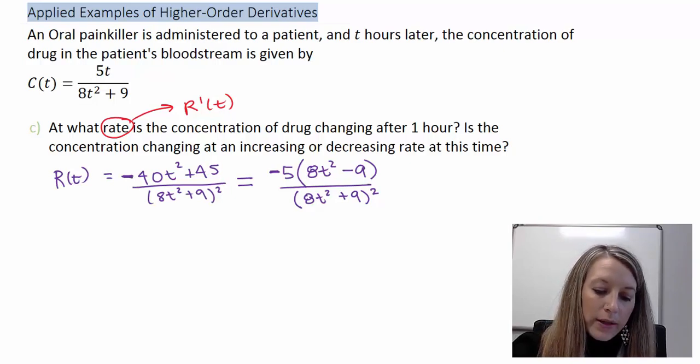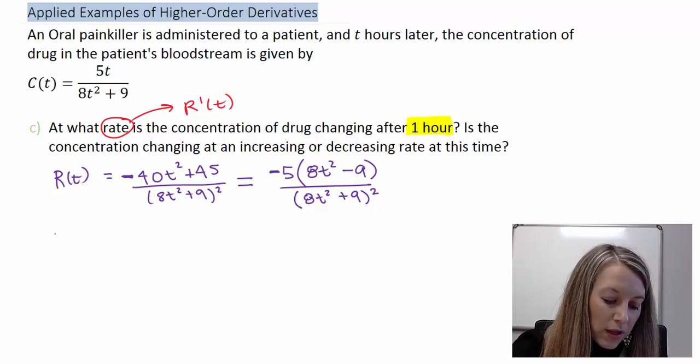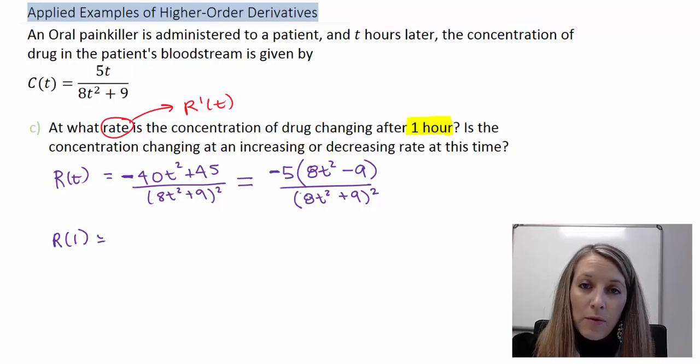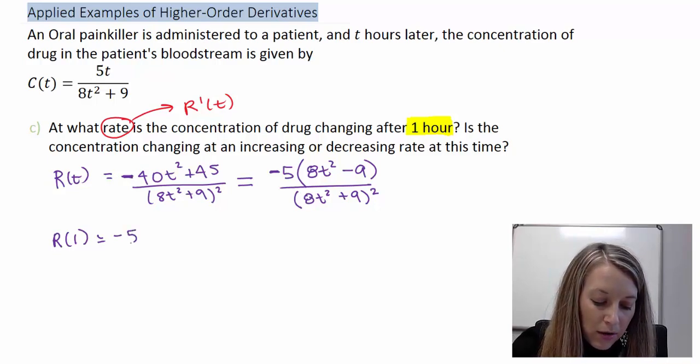If we want to know what's happening to it after 1 hour, then we just need to substitute 1 in for our variable of t. So we're looking for the rate at 1 hour. Now I can plug it into either version of this format, whichever seems easier to you, and I'm going to go ahead and plug it into my factored form. I think it might be a little easier.